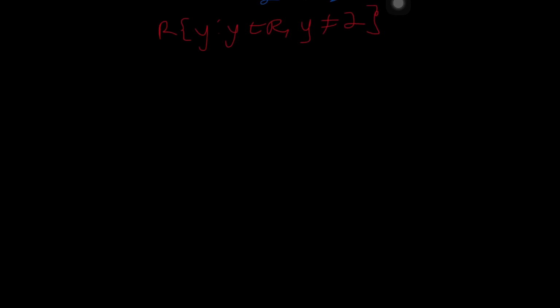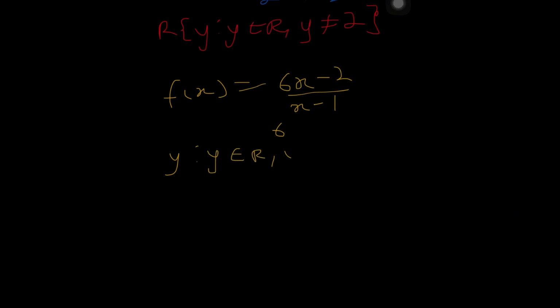Let's try another one. f of x equals 6x minus 2 over x minus 1. We can see that it's going to be 6 over 1, which is 6. So y is such that y is a member of all real numbers, y is not equal to 6.